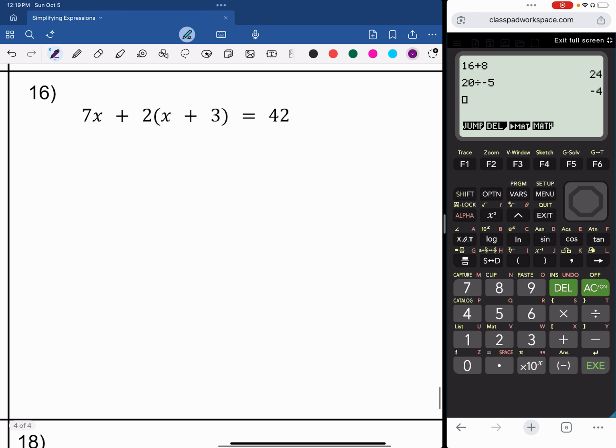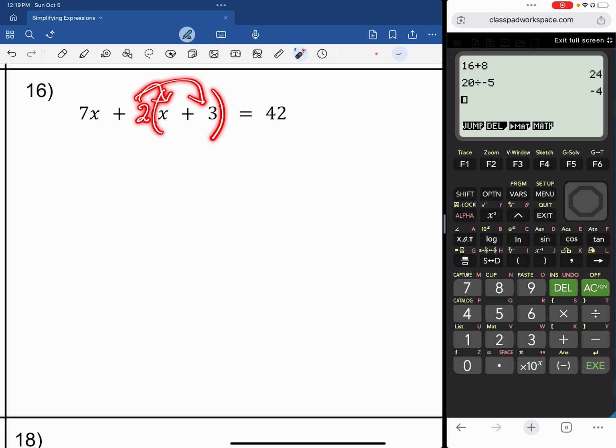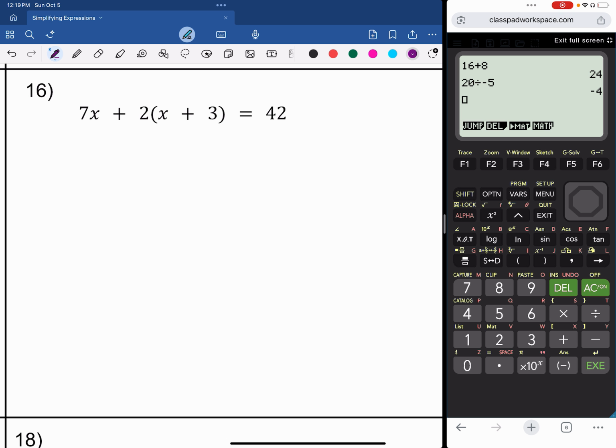All right. Next question. So we're leveling up a little bit again. Now we have 7x plus 2 times (x plus 3) is equal to 42. So right away, I see parentheses, I see the number outside, so I know I'm going to have to distribute first. I'm not touching the 7x right now, so I'm just going to drop it down and rewrite it. So I have 7x plus 2 times x is 2x. 2 times 3 is 6, and that's equal to 42.